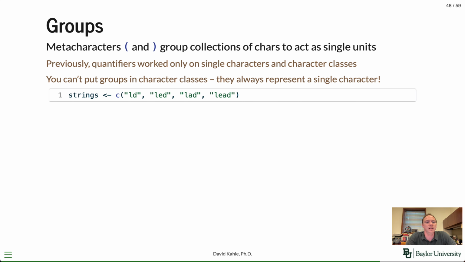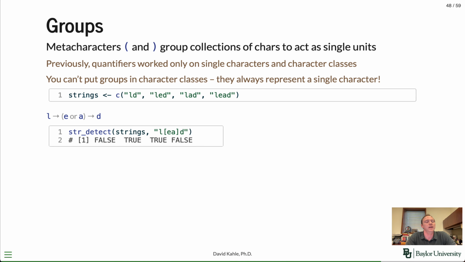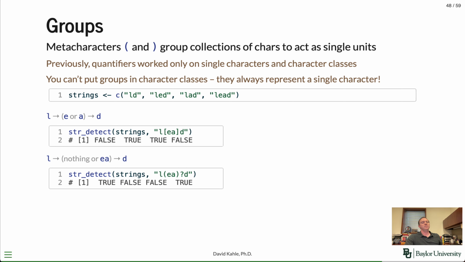Here's a character vector of strings: LD, LED, LAD, LEAD. Now, if I want to match an L followed by an E or an A followed by a D, that's what's achieved with a character class. And that's matched by LED and LAD, right there. Now, what if I wanted to match L followed by either nothing or an EA, like both of those, and then a D? That is what is achieved by a group.